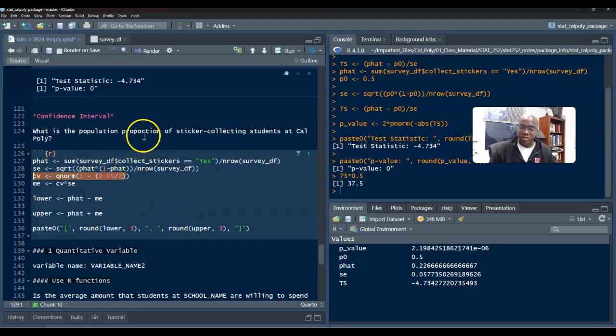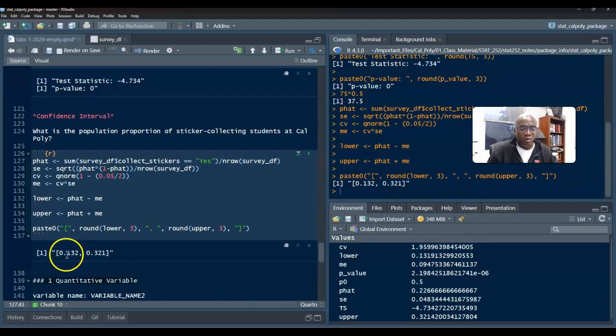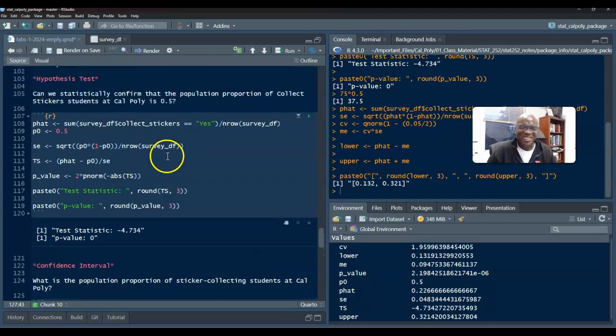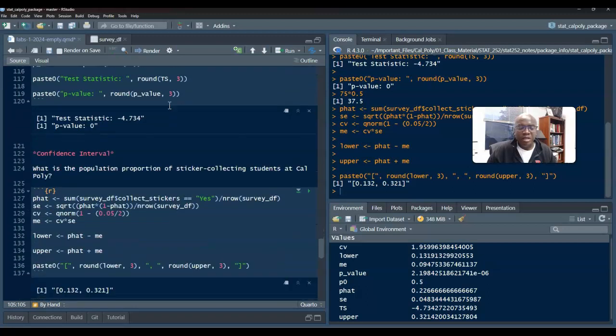If I'm talking too fast, you can slow it down. But this is the process for us to actually find the lower bound and upper bound. When I run this, and mind you, the only thing I changed was collect stickers and yes, and everything else is there for me to run. When I run this, this is going to give me the lower bound and upper bound. So it's 0.132 and 0.321. Notice 0.5 is not within the lower bound, upper bound, right? That makes sense. It's not plausible based on the data.